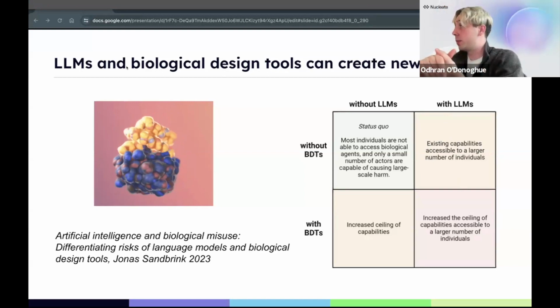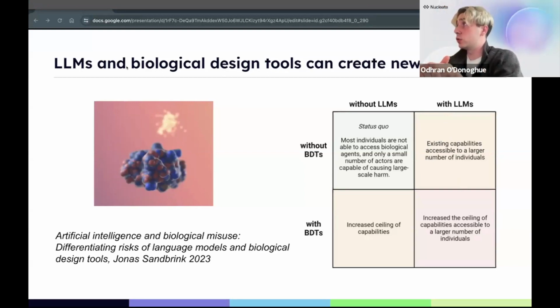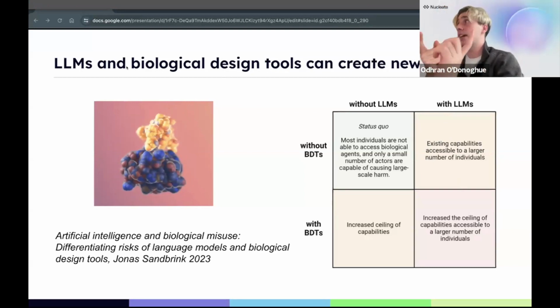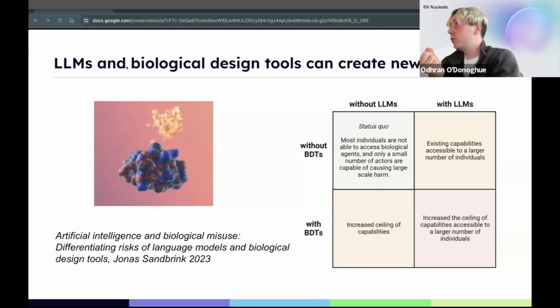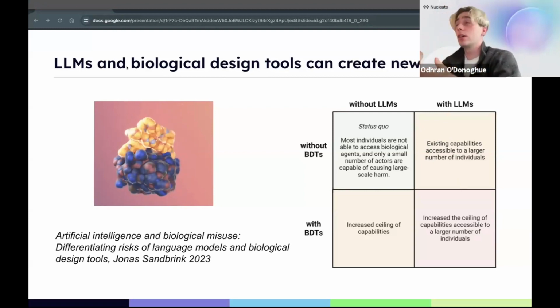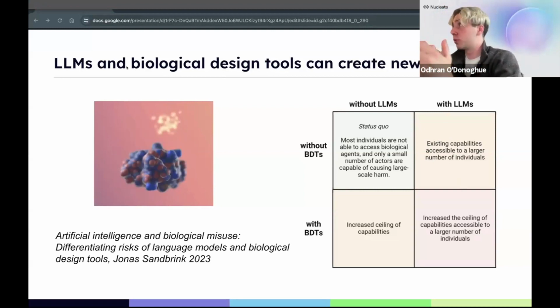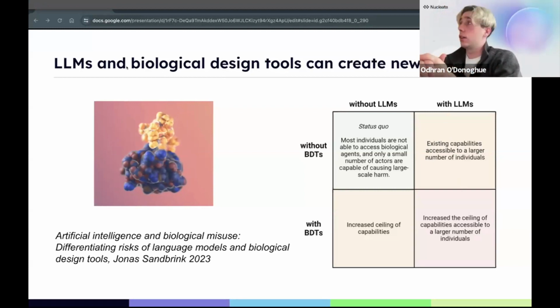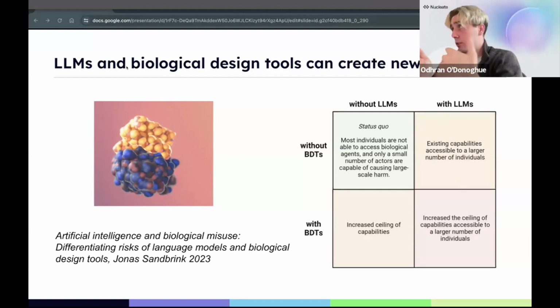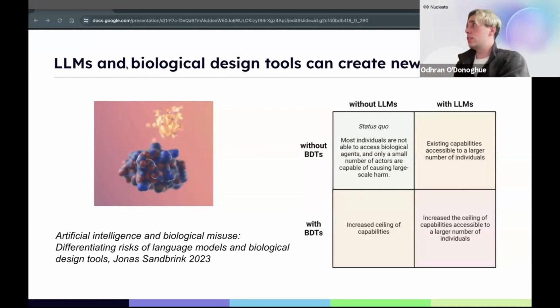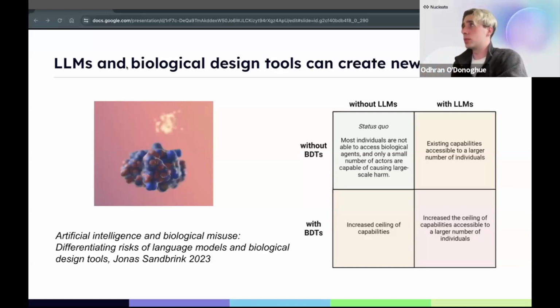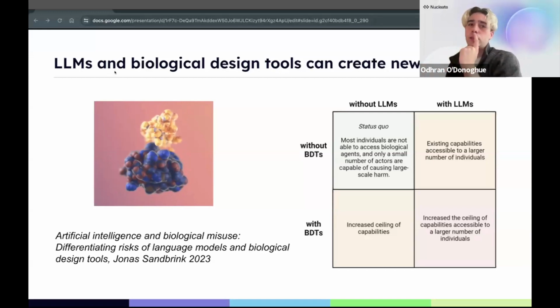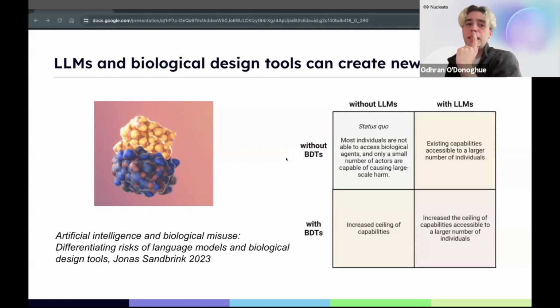You've probably heard about them in other talks that have been given over the past few weeks. These include things like AlphaFold for predicting protein folding, RF diffusion for generating protein backbones, a host of other models for predicting genomic interactions, and foundation models that just read nucleic acid sequences. These models can allow us to design new biological molecules, and they're very powerful in themselves. We call these biological design tools, or BDTs.